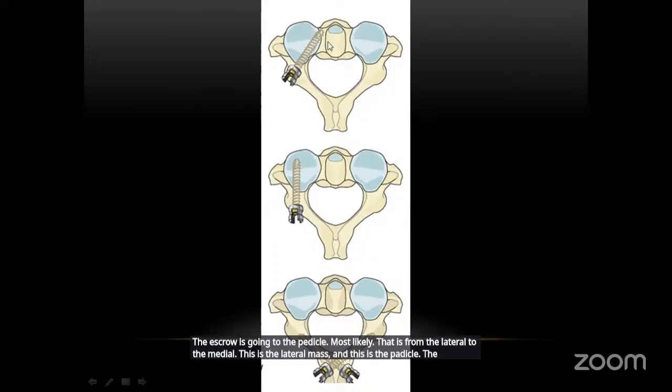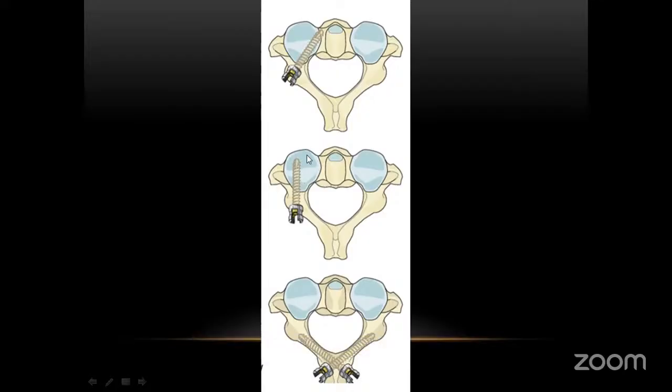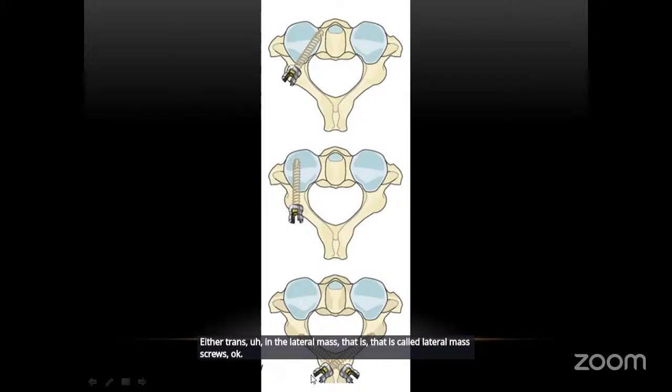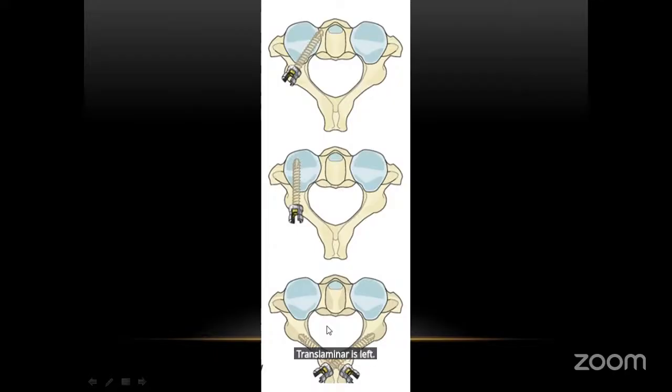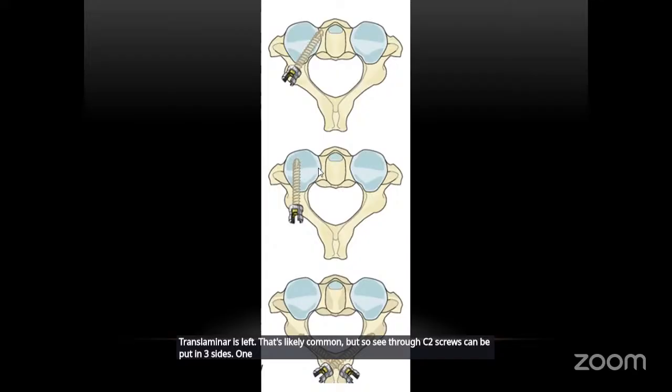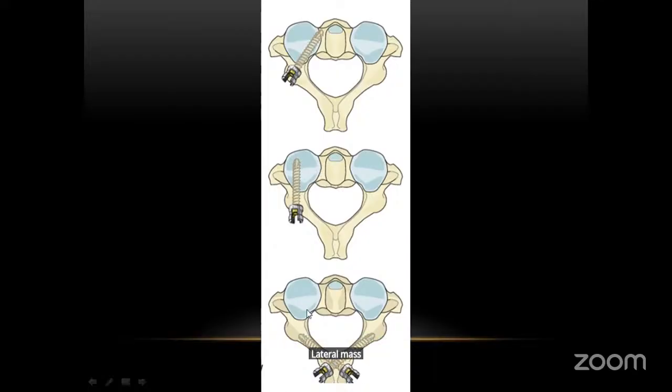Goel says that we are putting the screw in C2, and we have three options. Either transpedicularly we will put the screw, or in the lateral mass, which is called lateral mass screws, or the translaminar screws. There are three options when you are putting screws in C2. Translaminar is less common. So C2 screws can be put in three ways: transpedicular, lateral mass, or translaminar.